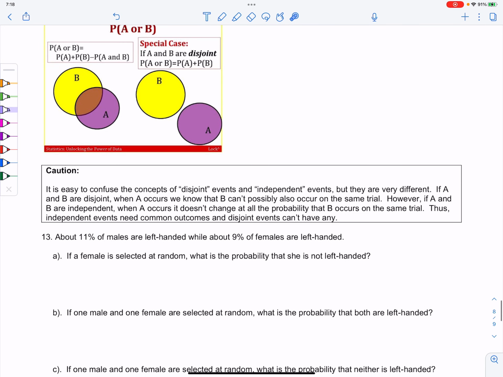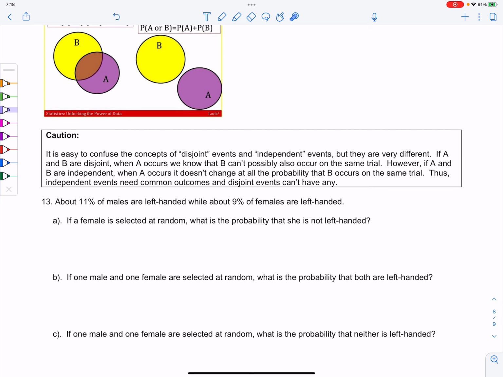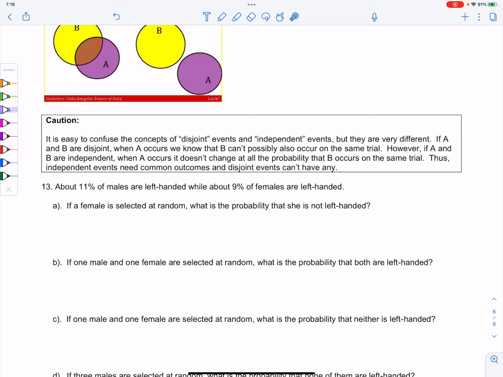So be careful. It is easy to confuse the concepts of disjoint events and independent events, but they are very different. If A and B are disjoint, when A occurs, we know that B can't possibly occur. However, if A and B are independent, when A occurs, it doesn't give us any information about whether or not B occurs, and B could occur. So independent events need common outcomes. Disjoint events can't have any.